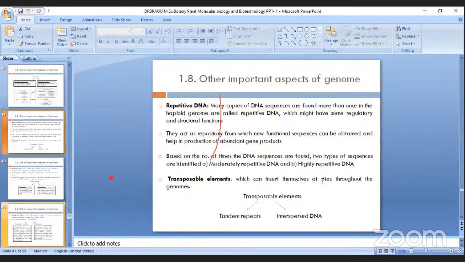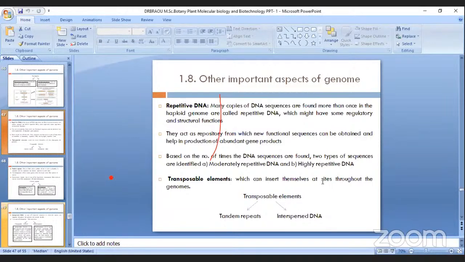Based on the number of times the DNA sequences are found, repetitive DNAs are of two types: moderately repetitive DNA and highly repetitive DNA.